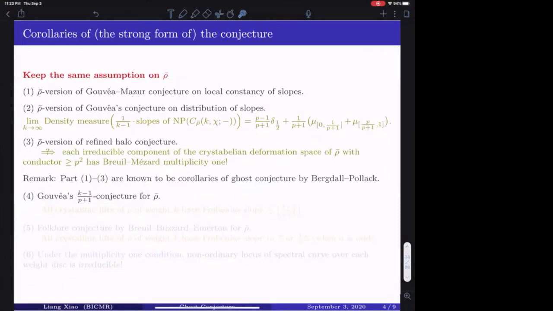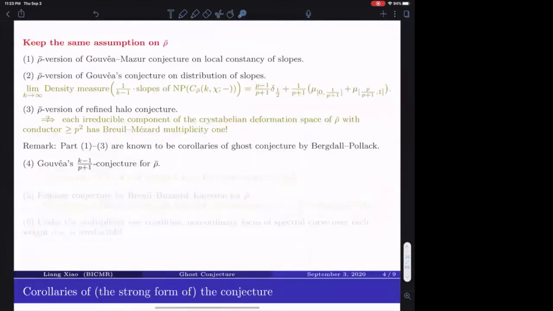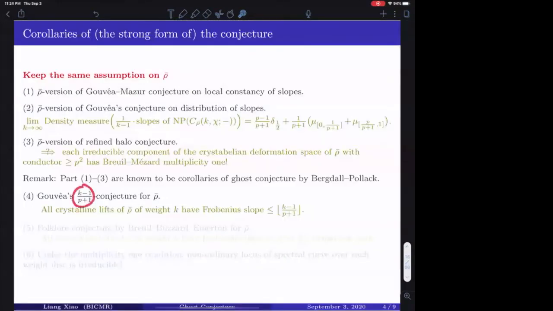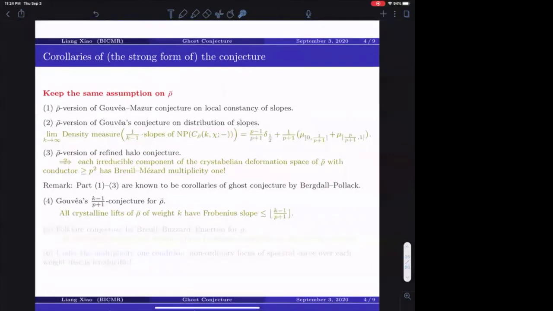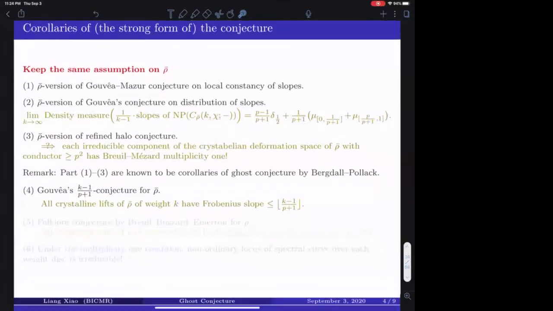Further corollaries. Gouvêa has an interesting conjecture called, I think, the (k-1)/(p+1) conjecture. It says that if you take any crystalline lift of this rho bar of weight k, it will have one of the Frobenius slopes less than or equal to floor of (k-1)/(p+1).